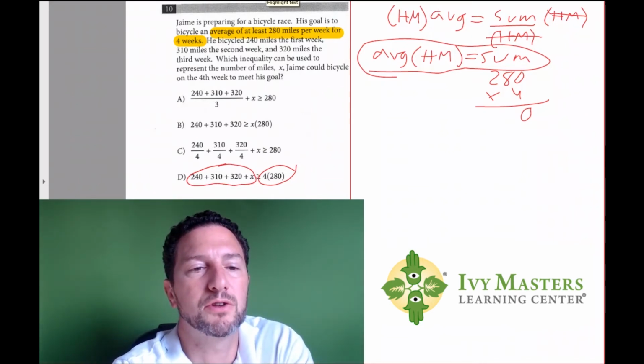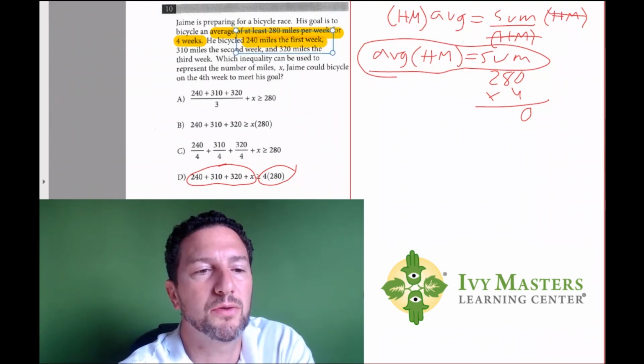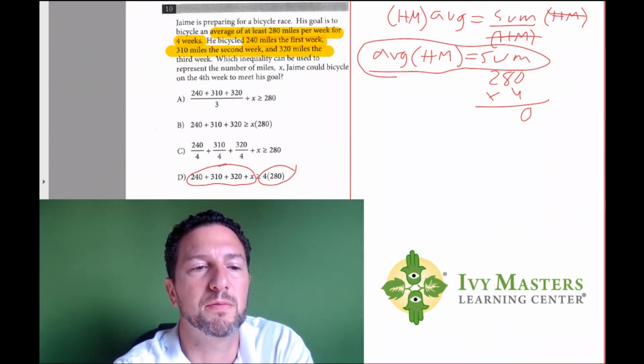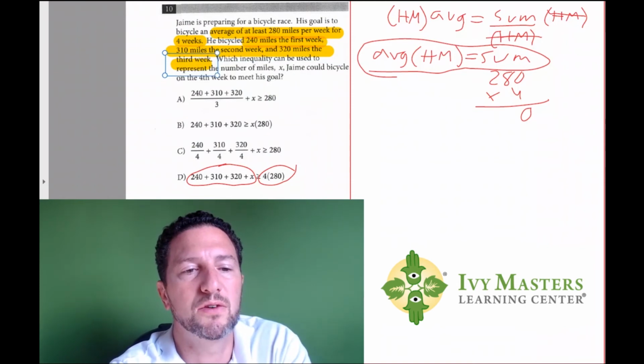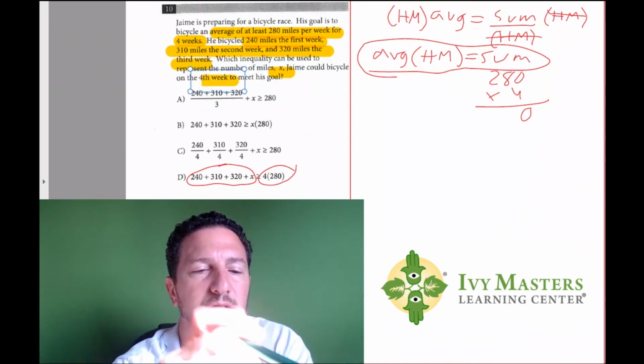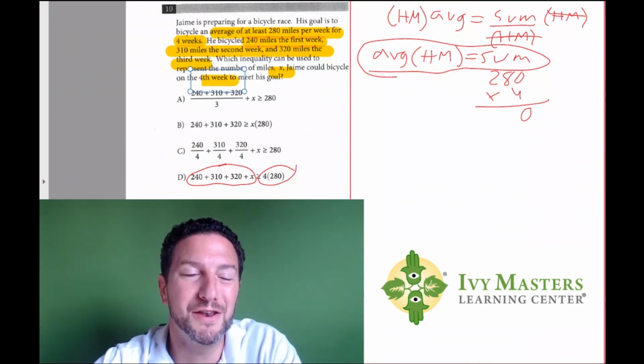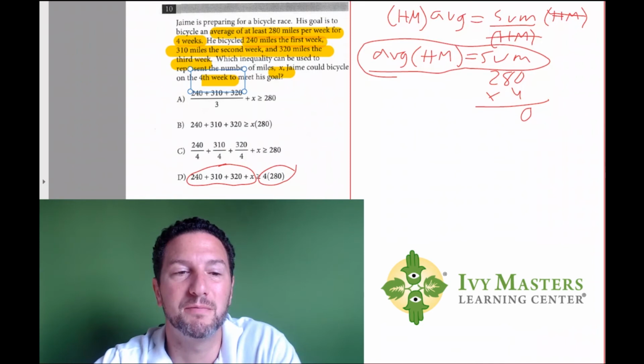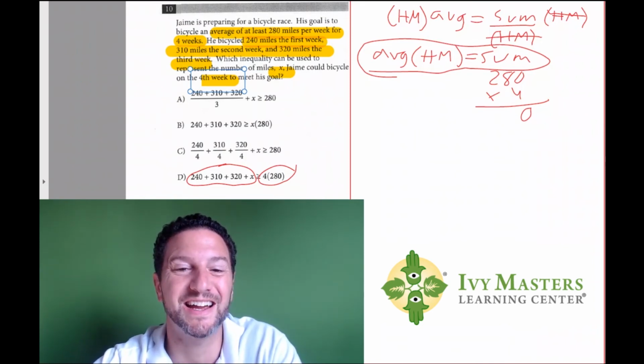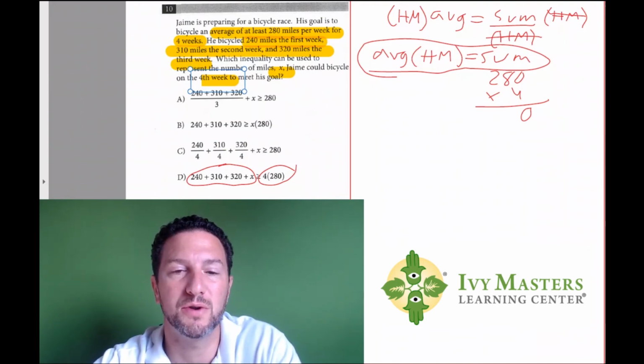He bicycled 240 miles the first week, 310 miles the second week, 320 miles the third week, and which inequality can be used to represent the number of miles, X, Jamie could bicycle the 4th week to meet his goal. So, in fact, it would be the sum of 240, 310, 320, and X that would have to equal that total, which is 280 times 4.